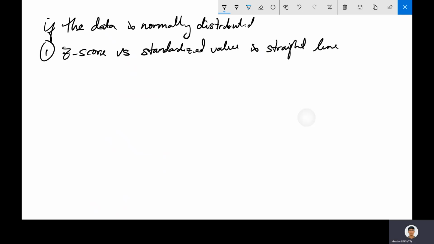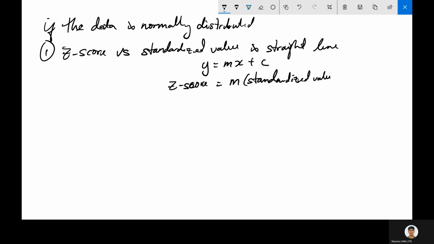More or less, that means if it's more or less a straight line, you can plot it into y equals mx plus c. Or in this case, you plot it to z-score equals m of the standardized value plus c. Okay, it should fit a straight line. The second criteria is once you plot into a straight line, the gradient should be close to 1.